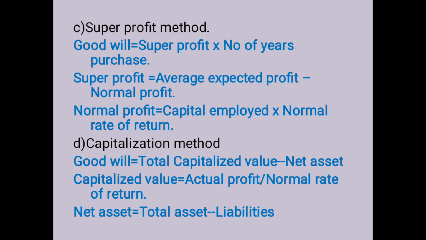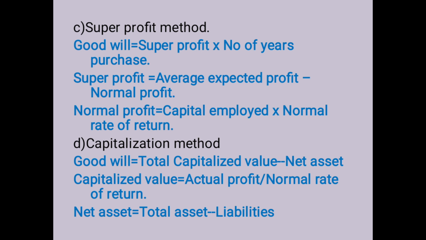So we calculate the super profit based on the average expected profit minus normal profit. The normal profit is equal to capital employed into normal rate of return.